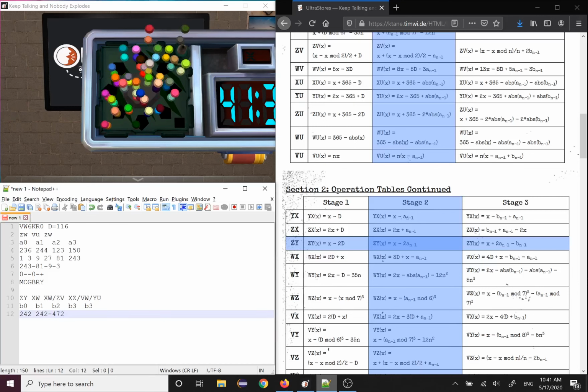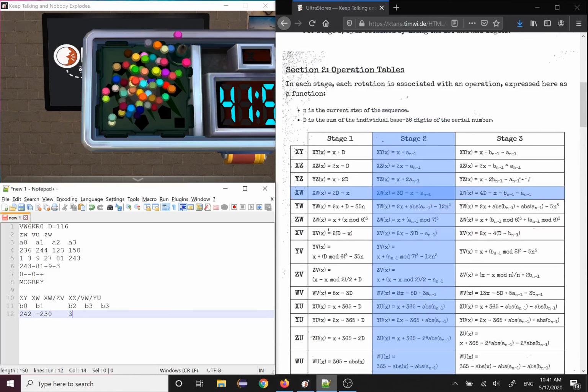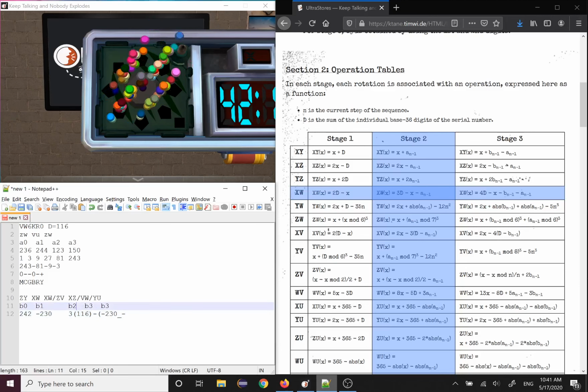242 minus 472 is equal to negative 230, which we don't have to add to, but we are running out of space, so B2 will be moved, and XW is performed next, and it's equal to 3 times 116 minus negative 230 minus a(n-1), which in this case is going to be a1 because we're at b2 now.